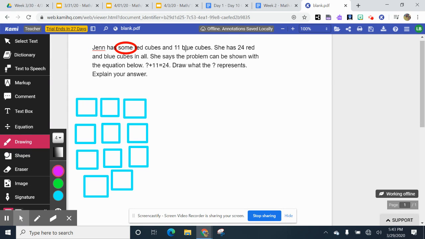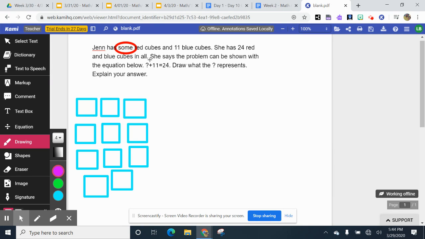She also has 11 blue cubes. So already before the video, I gave us 11 blue cubes: 3, 6, 9, 10, and 11, because that specifically tells us that we have 11 blue cubes. It goes on and says she has 24 red and blue cubes all in all. So that means all the blue ones and then whatever red ones we have, all together, she has 24. If we put all of them together in a bag, she would have a combination of blue and red that would equal 24 cubes.